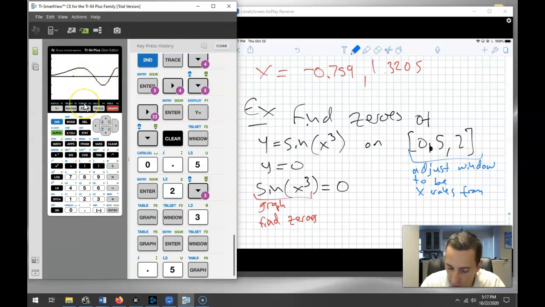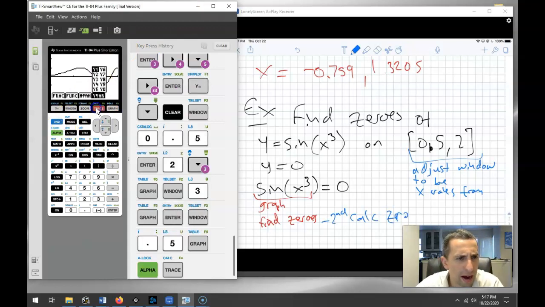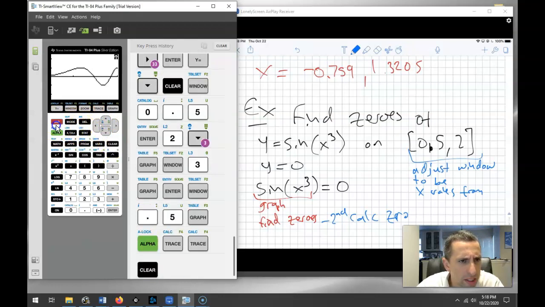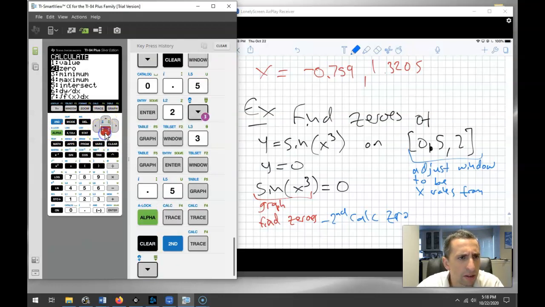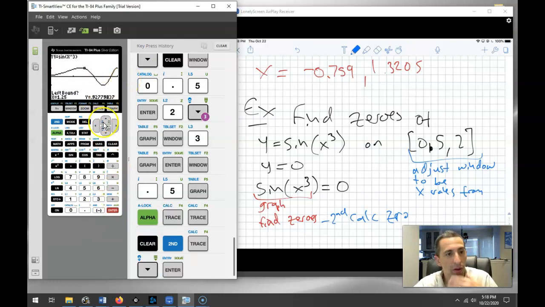So when you want to find those, you're going to go again to second calc 0 to find that. So second calc, oh, that's not what I wanted to do. I think I had alpha instead. I'll just clear this. Okay, so I'll go second calc and then down to 0. Okay, so 0 just says, give the left bound and the right bound. What they want you to do is give one point to the left of your 0 and one point to the right. So if this is the 0 I'm looking at, you give your calculator one point on the left, one point to the right of it, and your calculator will magically find where the 0 is in the middle.